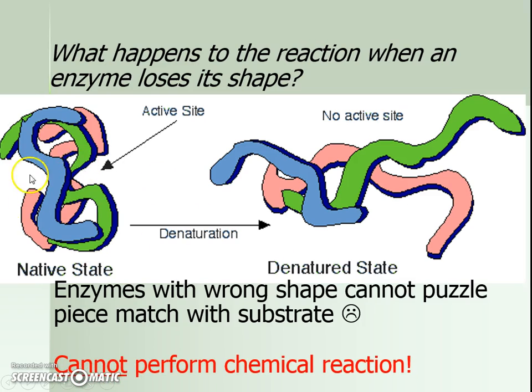So an enzyme that maybe looked like this, after it denatures, all right, the enzyme is going to suddenly look all like useless, like spaghetti. Can an enzyme substrate fit in anymore? Like a puzzle piece? No. So the enzyme with the wrong shape cannot do its puzzle piece match with the substrate, and it cannot perform its chemical reaction. This is a huge problem because if an enzyme denatures, the enzyme can't do its job anymore. It can't speed up chemical reactions.